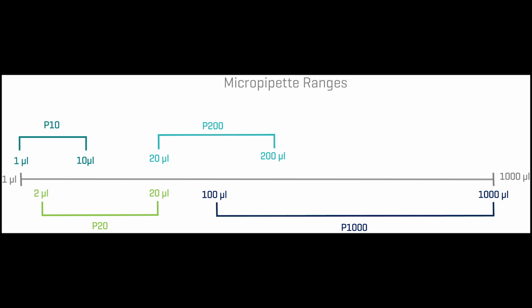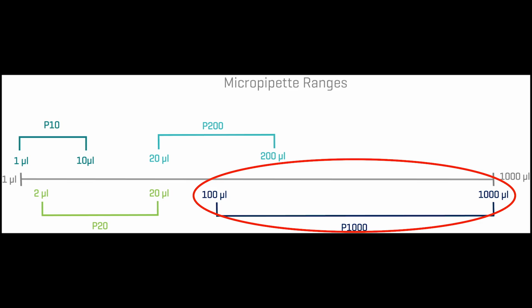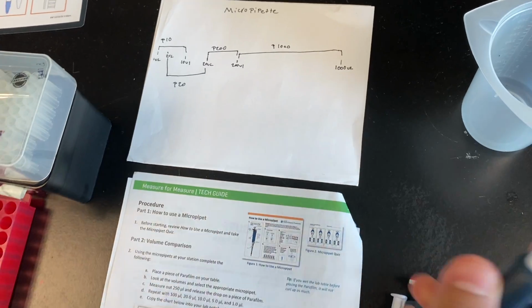So, if my desired volume is 250 microliters, which micropipette should I use? If you pay close attention to our chart, you can see that 250 microliters falls within the P1000 range, which means we would use the P1000 micropipette.